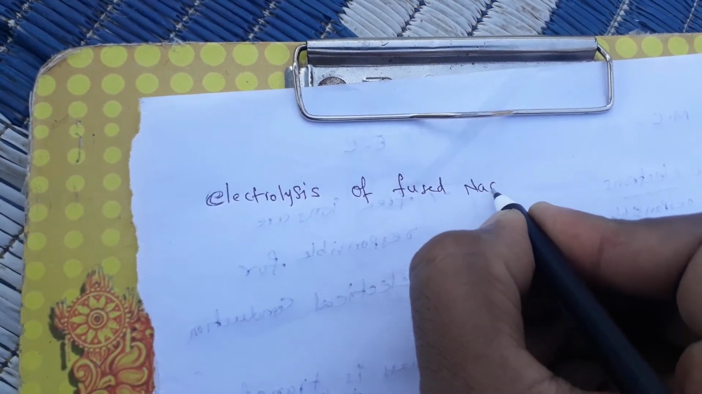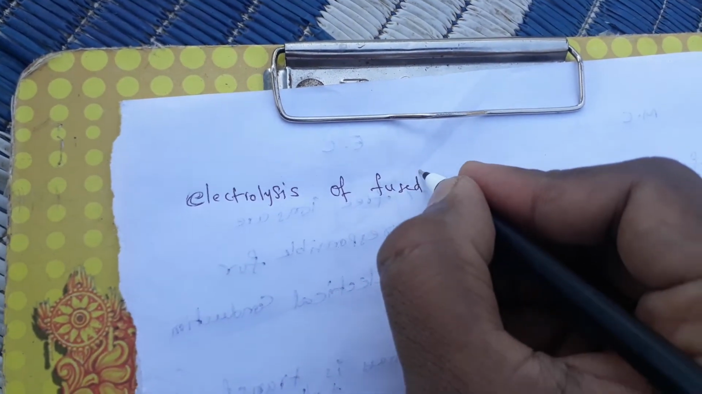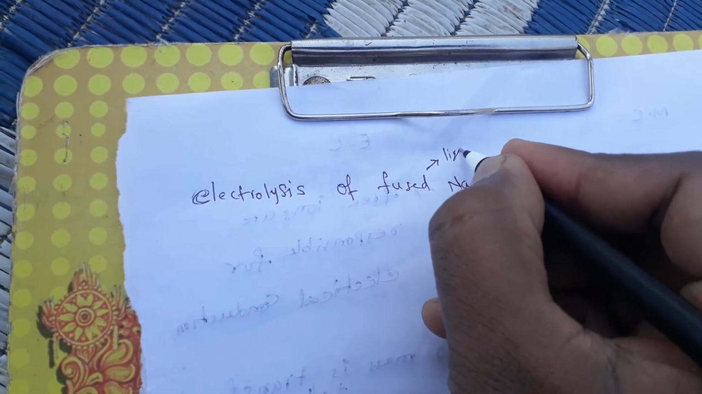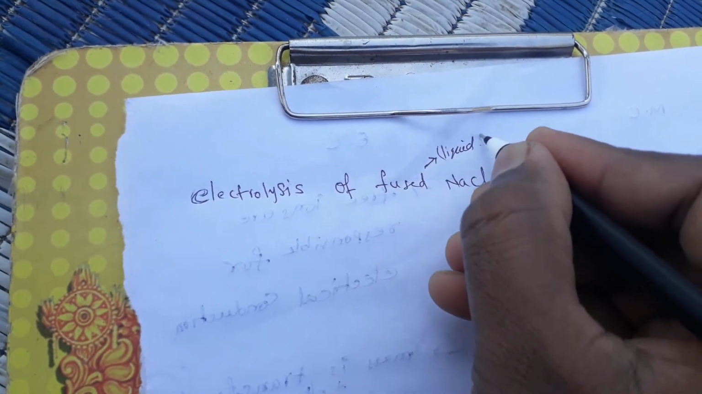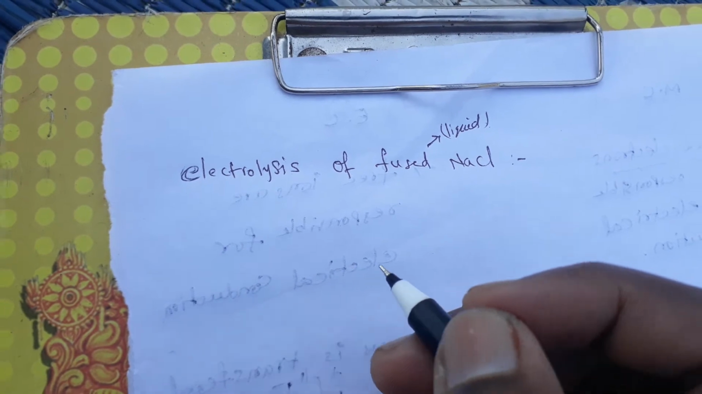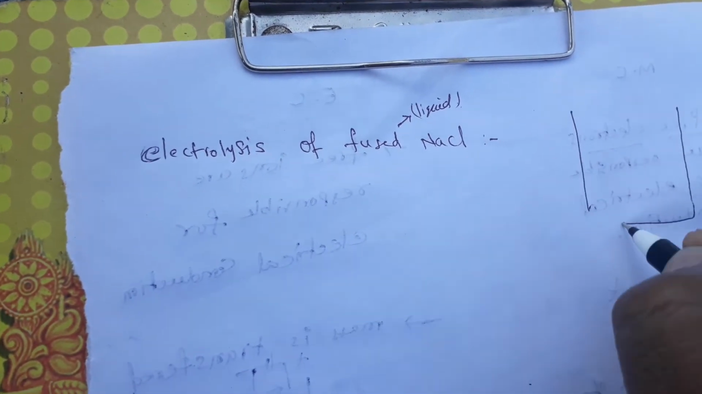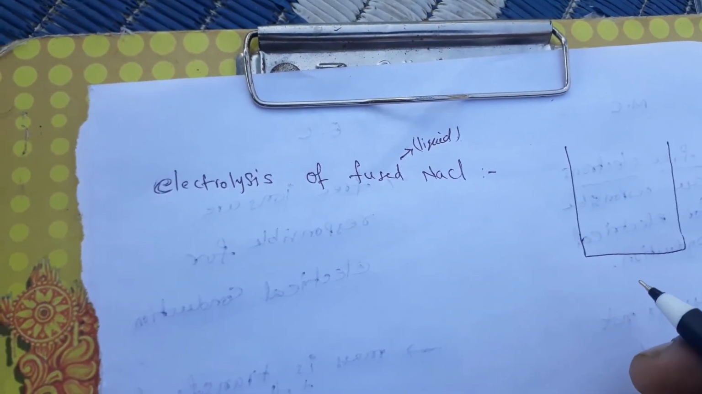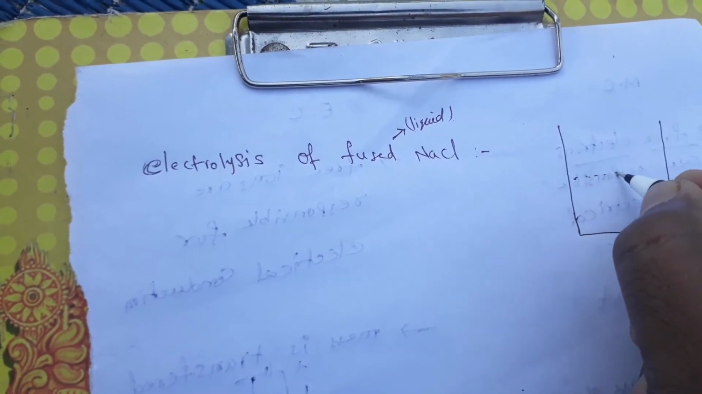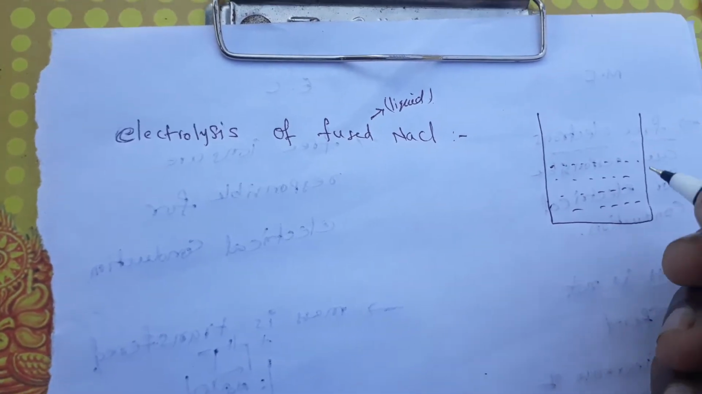NaCl, sodium chloride. So in sodium chloride fused, that means it is in liquid form. So only Na+ ions and Cl- ions were present. So you can take one beaker or something. So in that you fill with the fused NaCl solution.